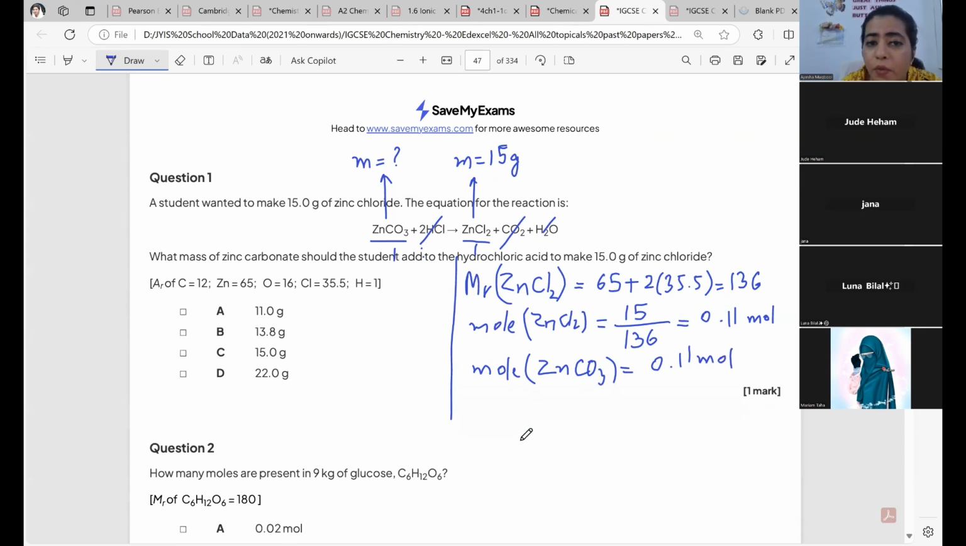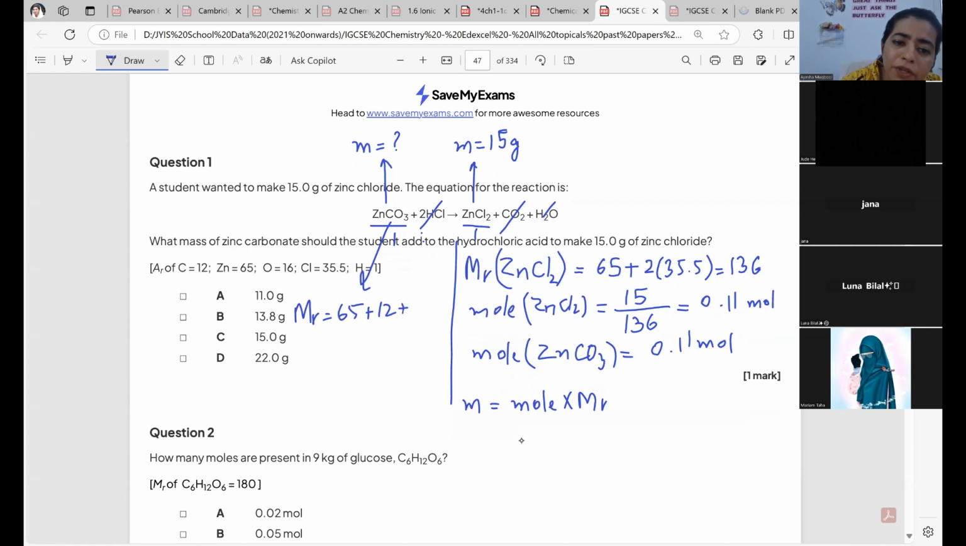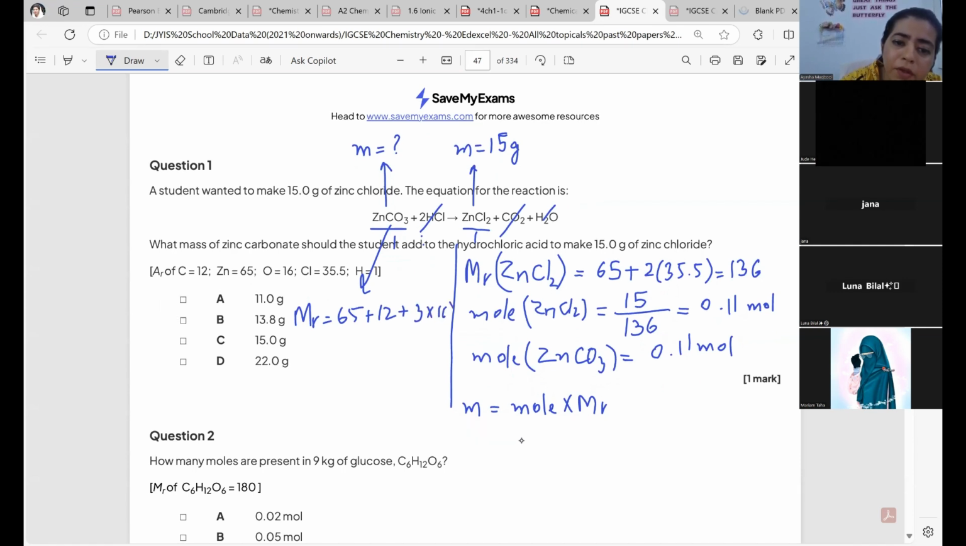Okay. Now, find the mass. What is the formula of mass? It will be moles times molecular mass. Very good. So we need the molecular mass of ZnCO3 first of all. It will be 65 plus 12 plus 3 times 16 for oxygen. So the final answer is going to be 125. 125 MR. Okay, so moles times MR.